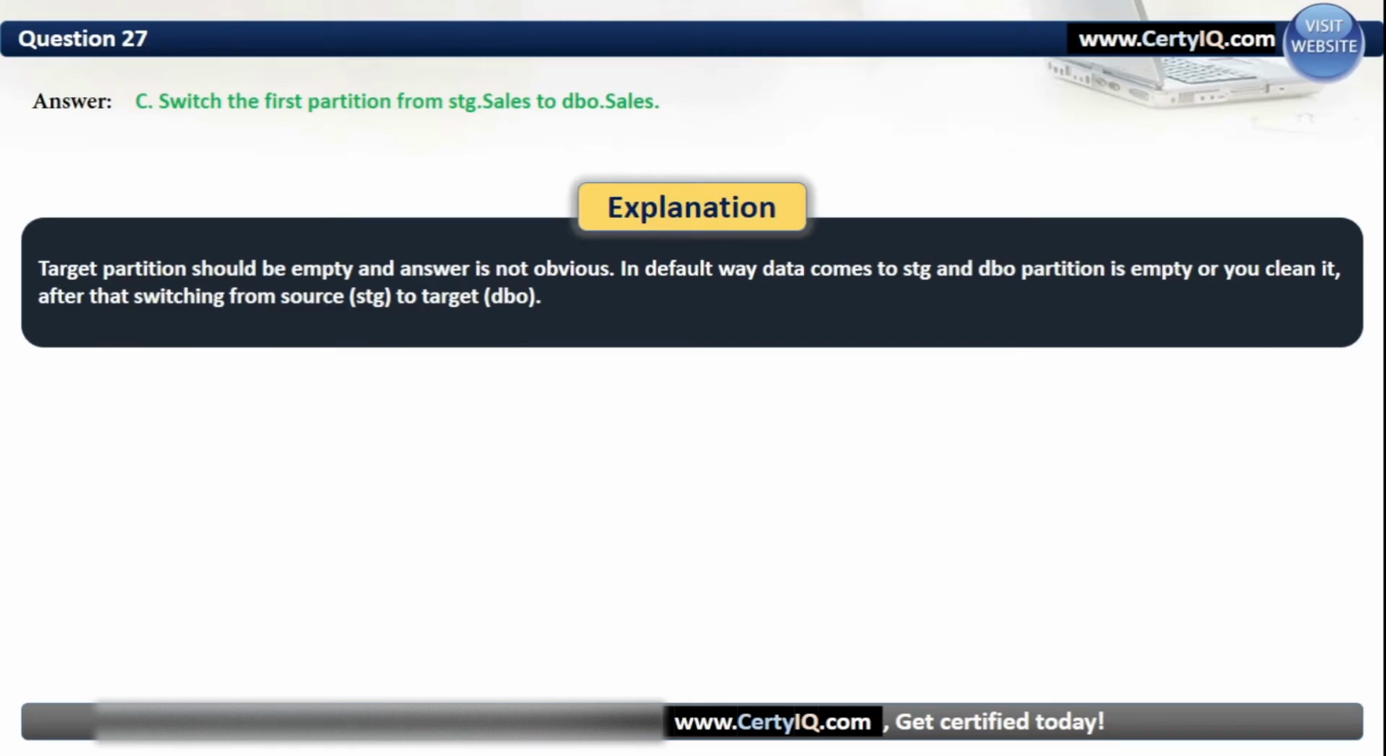Target partition should be empty and the answer is not obvious. In the default way, data comes to stg and the dbo partition is empty or you clean it. After that, switching from source to target.